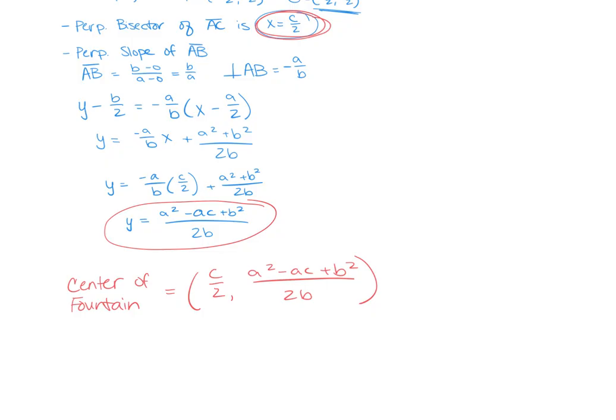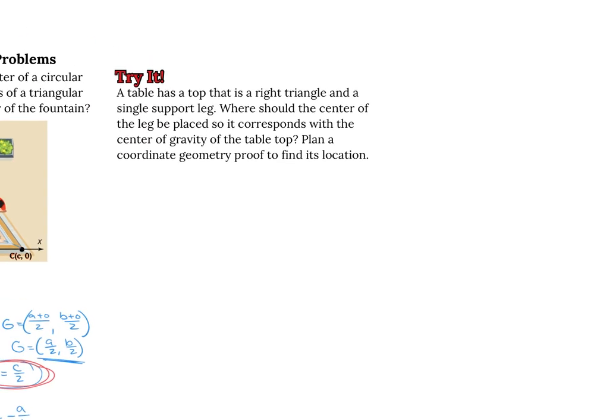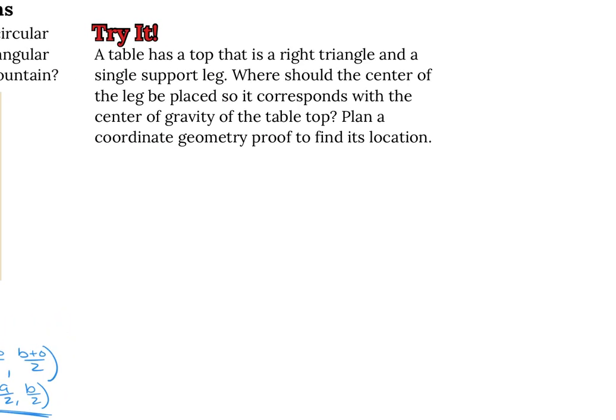All right, let's look at the try it. A table has a top that is a right triangle and a single support leg. Where should the center of the leg be placed so it corresponds with the center of gravity of the tabletop? We need to plan a coordinate geometry proof to find the location. We don't actually have to find the location, but we need to plan it. All right, so the first thing we want to do is sketch it out so that we can find the centroid.